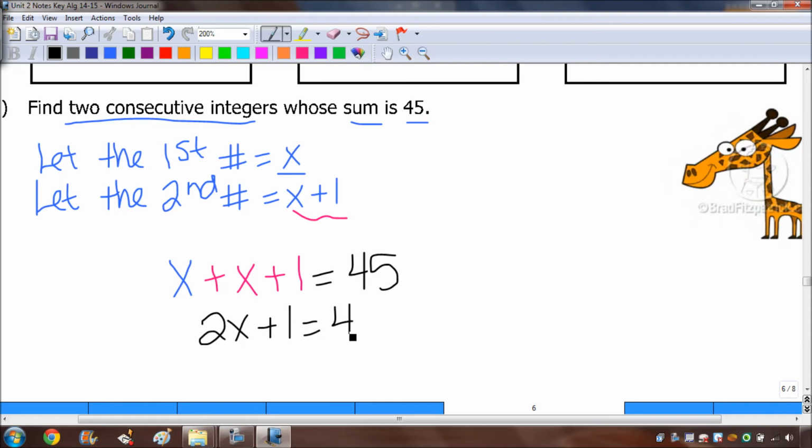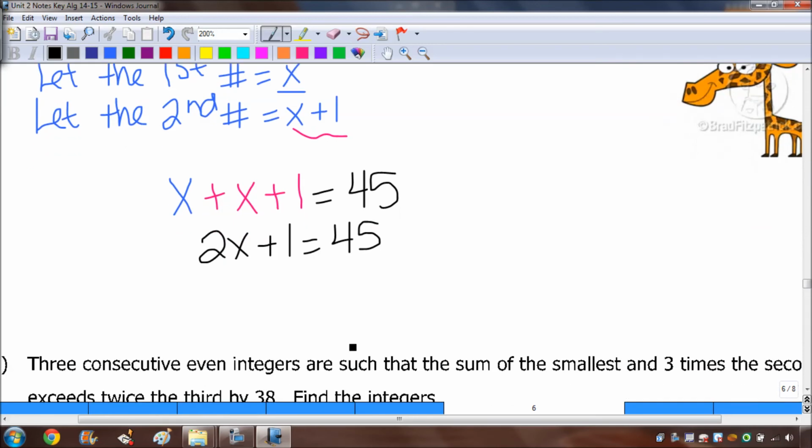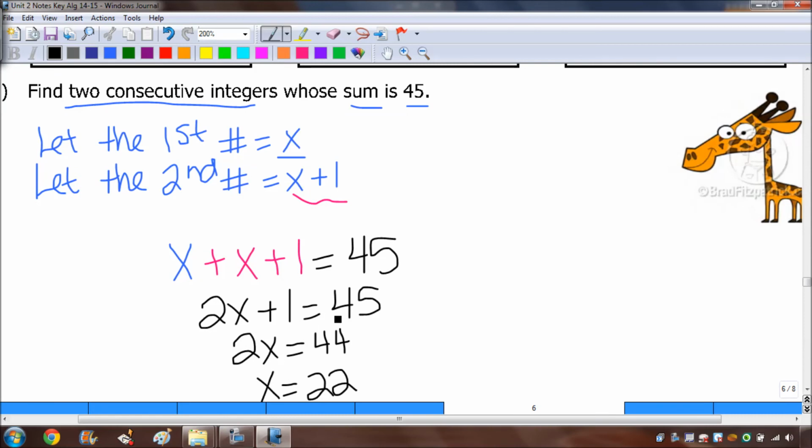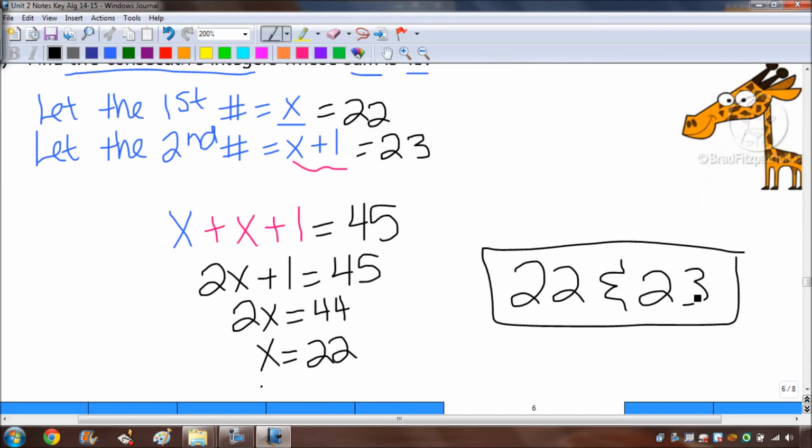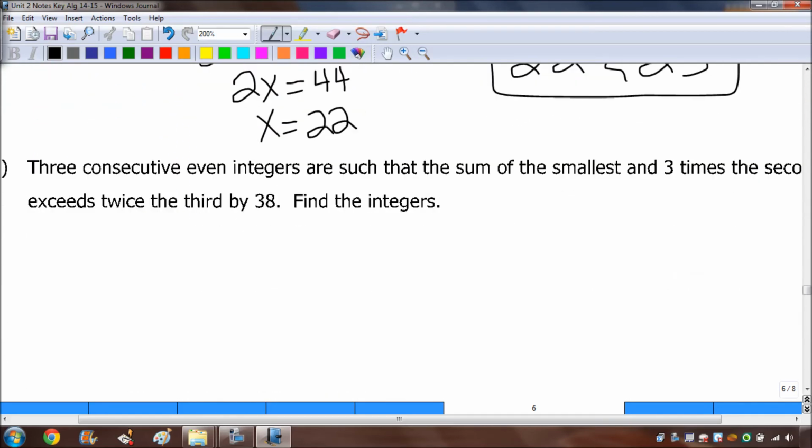Combine your like terms. You get 2x plus 1 equals 45. Get rid of the 1 by subtracting it, so you get 2x equals 44. Divide both sides by 2, you end up getting x equals 22. So that means that your first integer is 22, and your second integer is 23. So your answers are 22 and 23, which should make sense to you since the sum of 22 and 23 is 45. Okay?